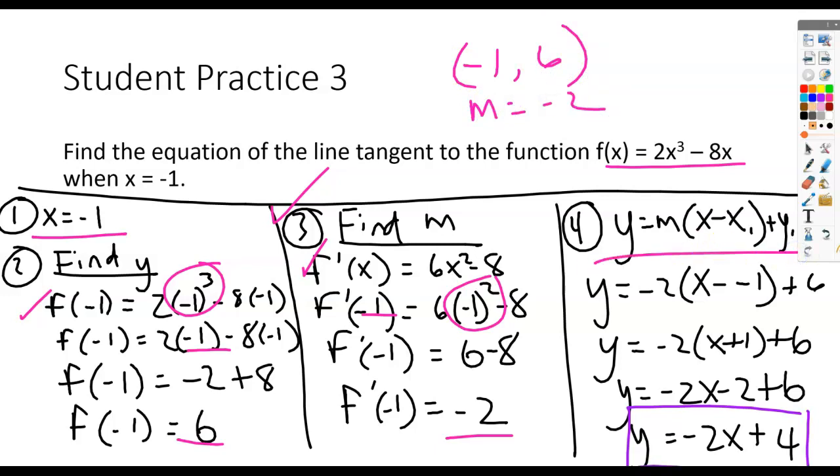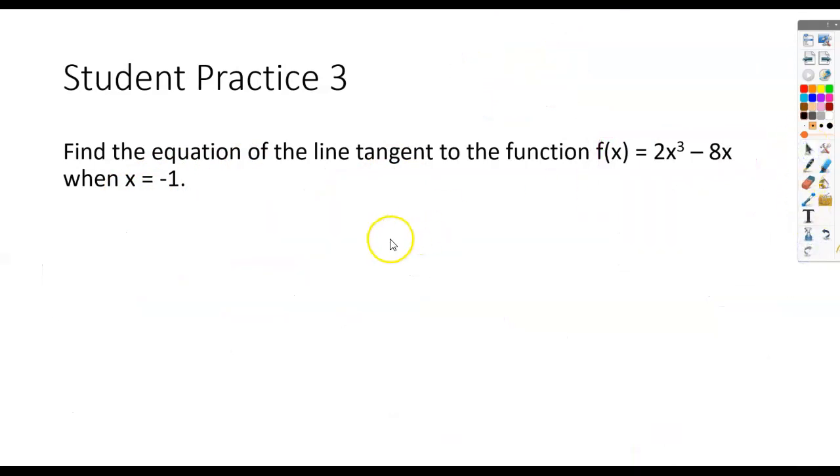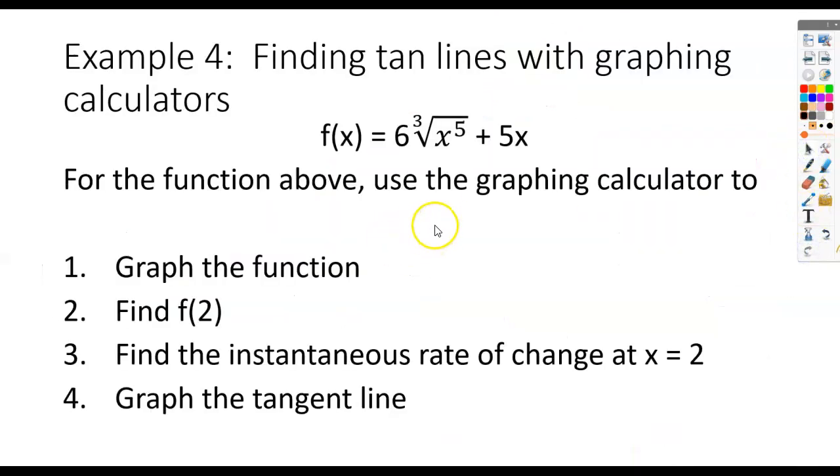And you're just going to plug it into this formula now. Got to be careful here. When you plug in a negative 1, you have minus a negative 1, so it actually becomes plus 1. Then you do your distribution and combining like terms. You get negative 2x plus 4. And that would be the equation of the line that's tangent to this function at this value of x. Okay? That's how you do it by hand. Let's go ahead and move on to doing it on a graphing calculator.